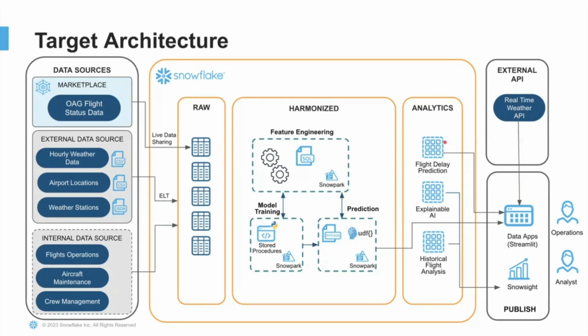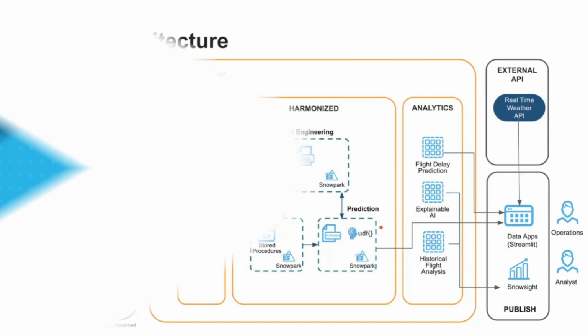There's also a Streamlit app that visualizes the flight paths and accepts input parameters from users and combines them with real-time weather forecast API from Meteostat as well, passing them into a UDF in Snowflake to generate a prediction. Okay, let's jump to the demo.